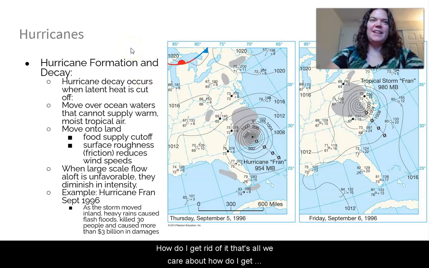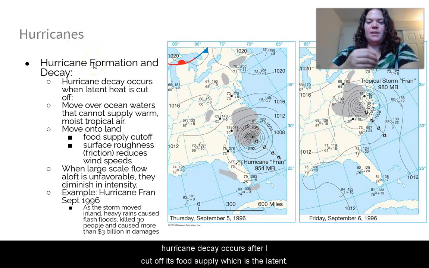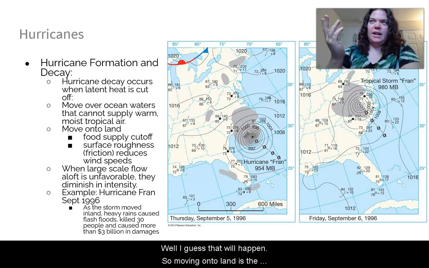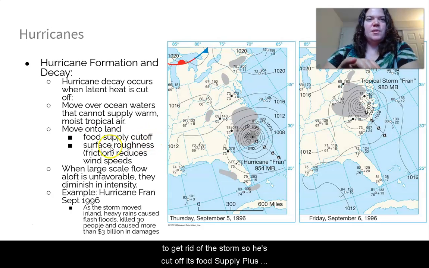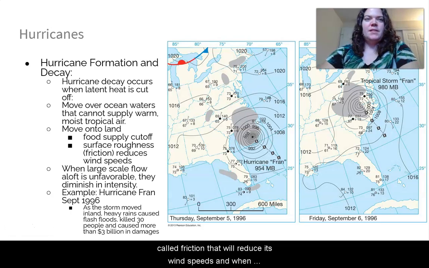How do I get rid of it, right? That's all we care about. How do I get rid of this storm? It sounds really dangerous. Okay, well, hurricane decay occurs after I cut off its food supply, which is the latent heat. So if I can move it off of the ocean, voila, that will happen, right? So moving on to land is the best possible scenario. It isn't for the people who live there, but to get rid of the storm it is. So we've cut off its food supply, plus we have an increase in surface roughness, which is called friction, okay? That will reduce its wind speeds.